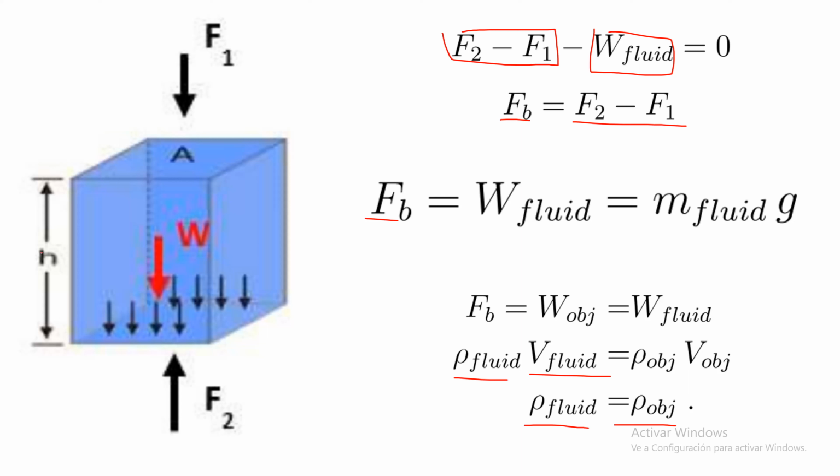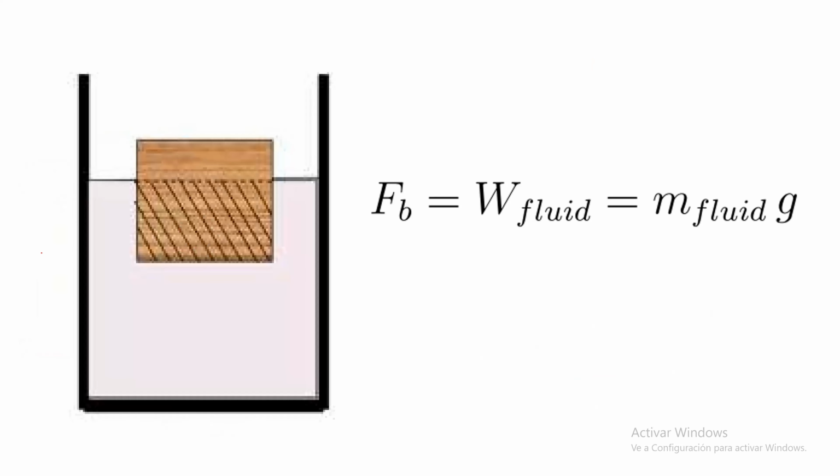But this only happens when it's fully submerged and in equilibrium. What happens if it isn't fully submerged? For example, the object is floating, like right here. In this case, we have, for example, wood on water, and as you can see, only some part of the wood is inside the water. This can be seen, for example, in boats or when you float in a pool, etc.